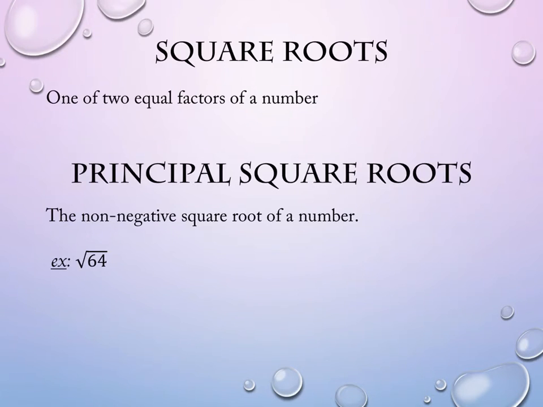I mentioned square roots earlier, specifically the square root of 2. Here, I'd like to talk about what happens when you have nice square roots instead. When you have square roots, what it's actually asking you to do is find one of two equal factors of a number. So for nice square roots, that's very clean and very straightforward.